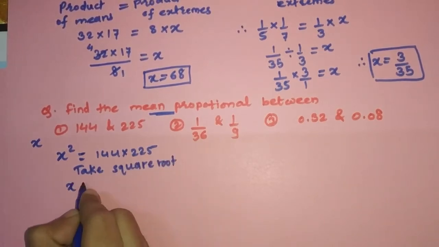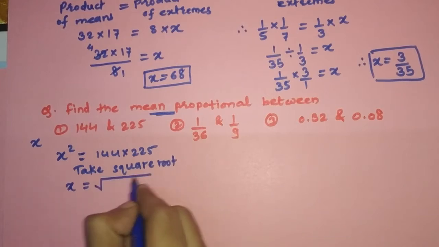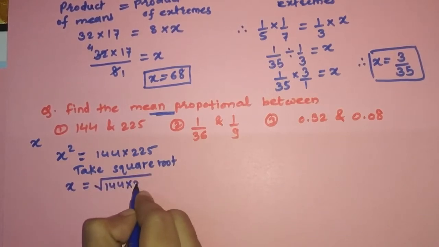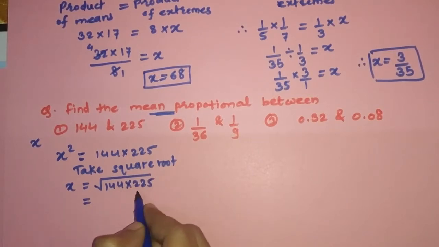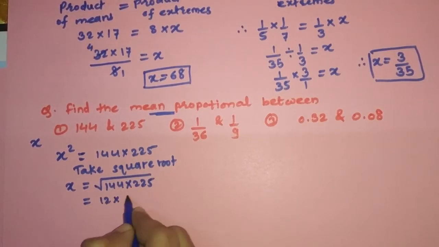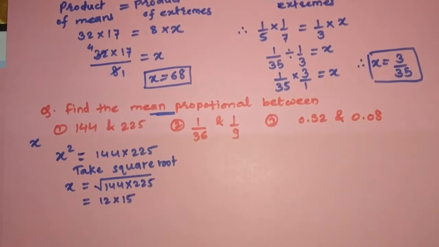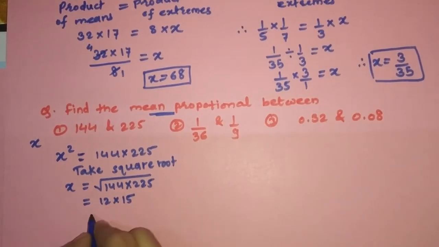So after taking the square root, we'll get the square root of 144 multiplied by 225. These two are perfect squares. This is of 12 and this is of 15. So we'll write down 12 multiplied by 15. So we'll get 180 here.